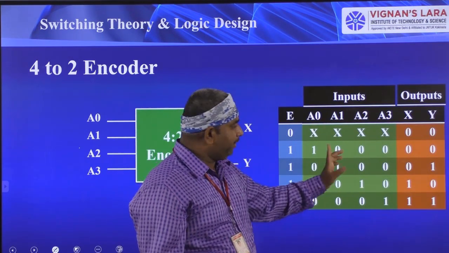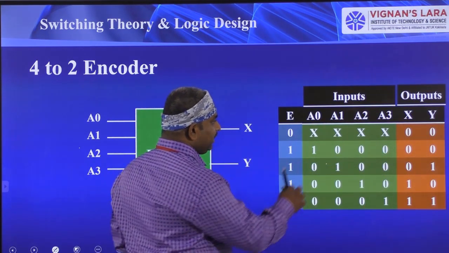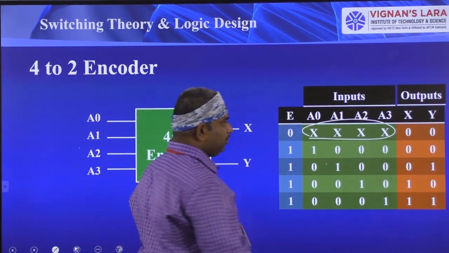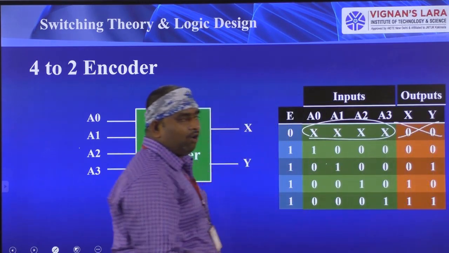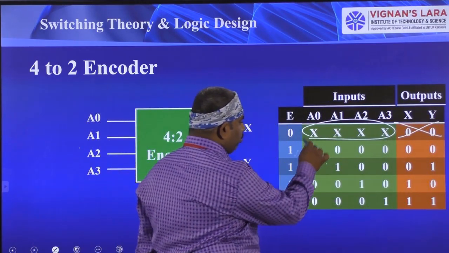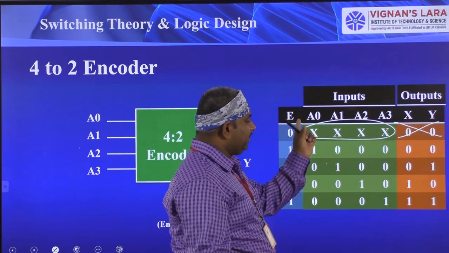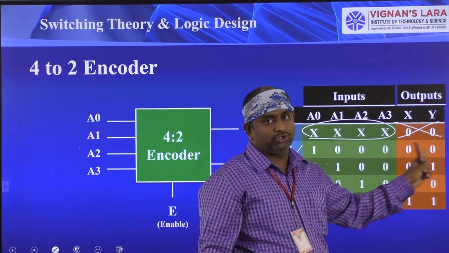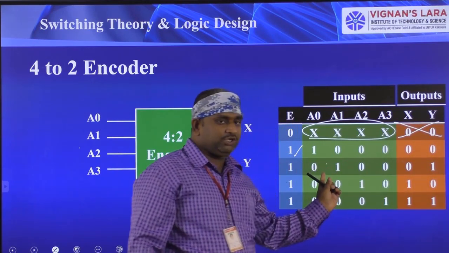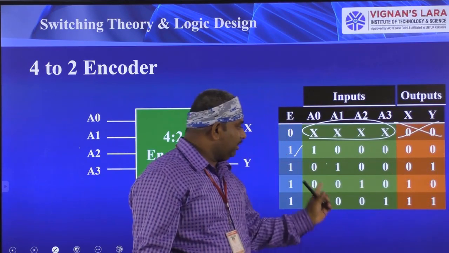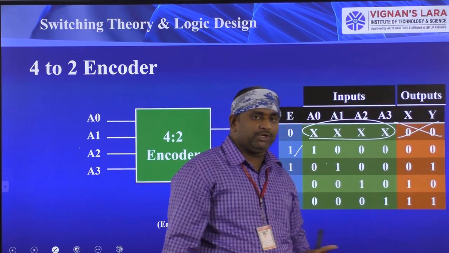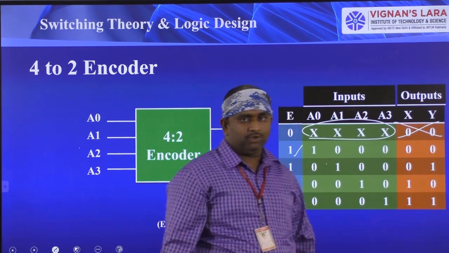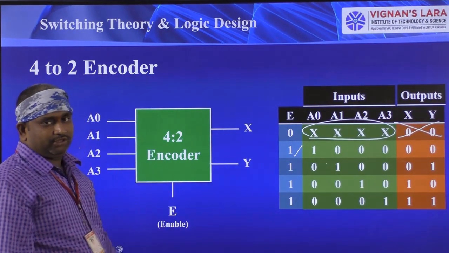For each possible combination, I have represented one output. Here there is no input collection at the input side, so for that reason I am not considering these outputs or inputs. Now enable is equal to 1. Here the condition is 1 0 0 0. When A0 is equal to 1, I am representing the XY pattern as X is equal to 0, Y is equal to 0. That is 0 0. In the same way, if A1 is equal to 1, then XY is 0 1. If A2 is equal to 1, XY is 1 0. If A3 is equal to 1, XY is 1 1. Okay. So this is the operation for this 4 to 2 encoder.